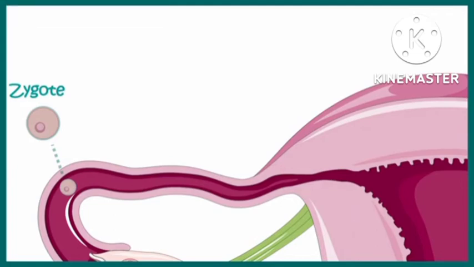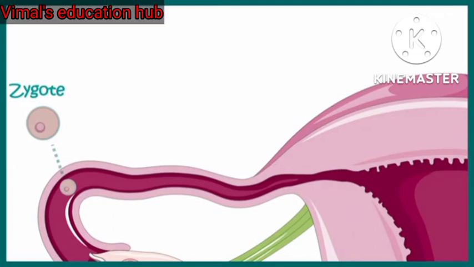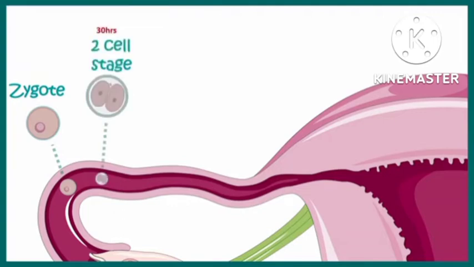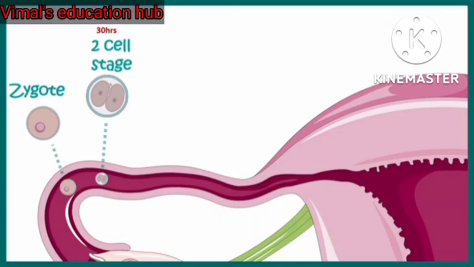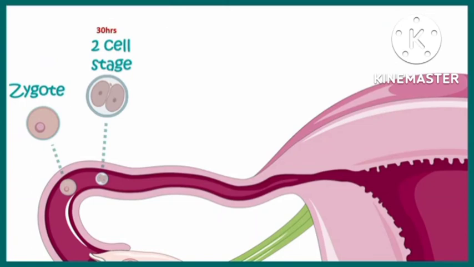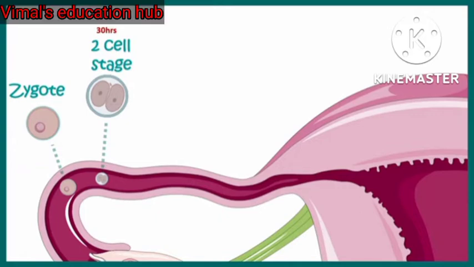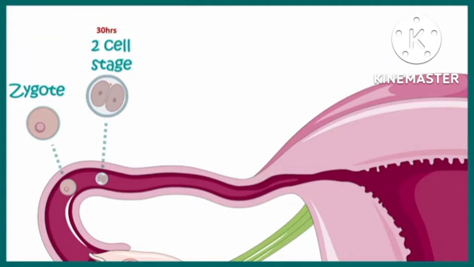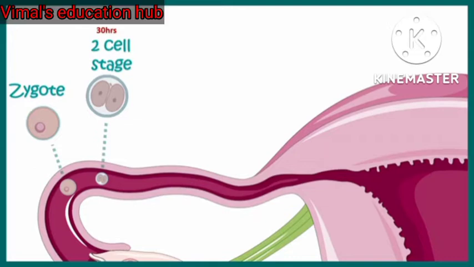Now, after the formation of the zygote, if we wait for 30 hours, the cells would divide. A cleavage furrow would run through the entirety of the cell, dividing it into two individual cells. This is the process of cleavage, and it results in the formation of the two cell stage, and this is happening at about 30 hours after the zygote formation.